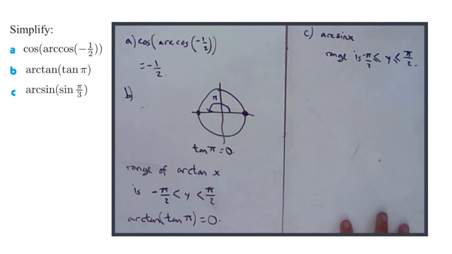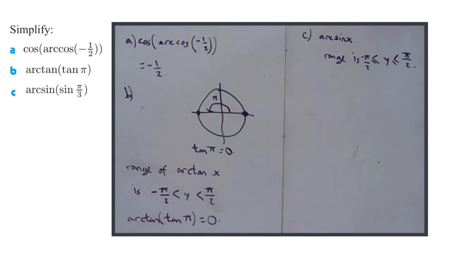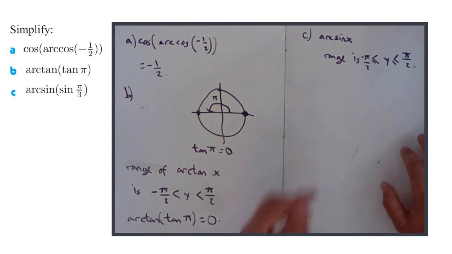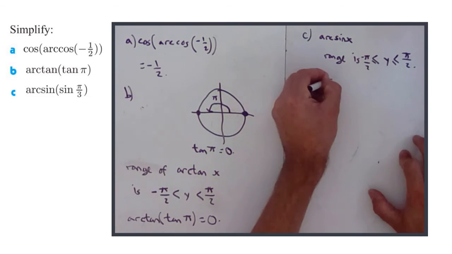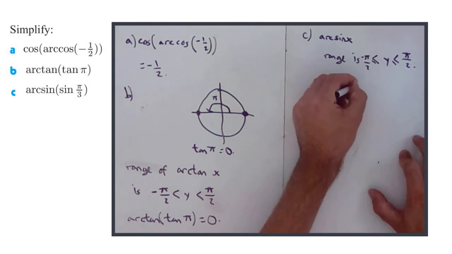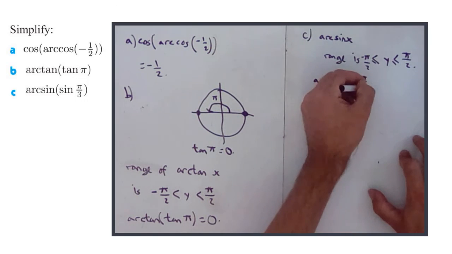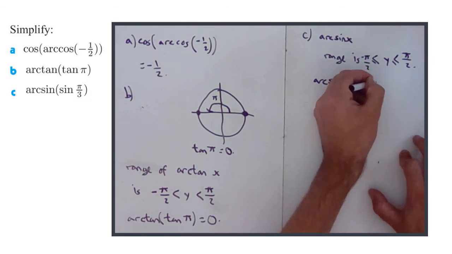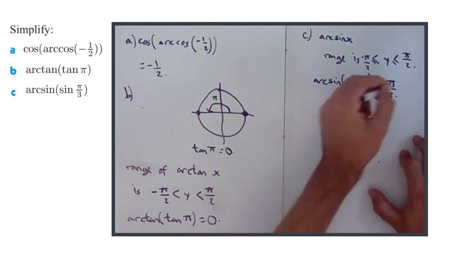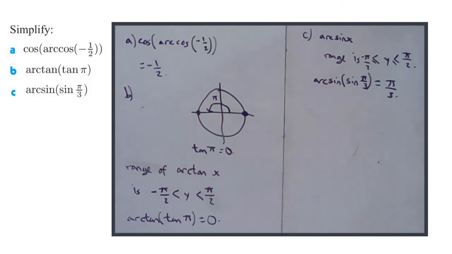Okay, so this isn't going to be a problem, because that pi by 3 is within that range, so it's fine. So arc sine of sine pi by 3 is just pi by 3. Because pi by 3 falls within the range of arc sine x, whereas pi did not fall within the range of arc tan x, so we had to make an adjustment.